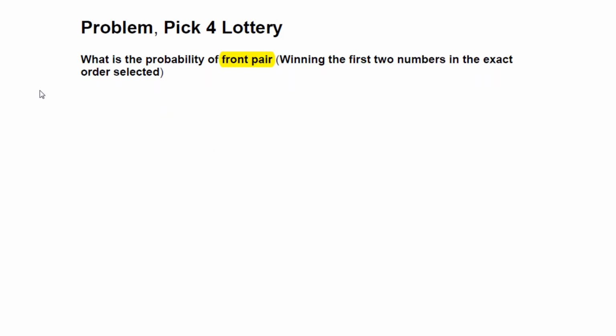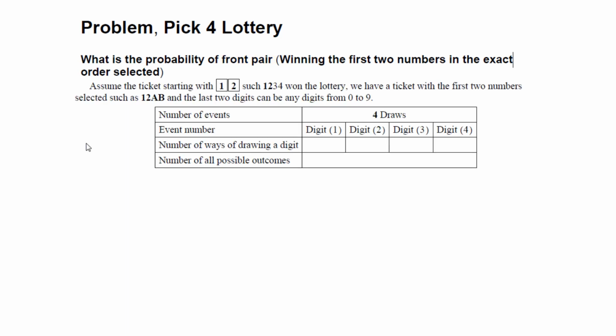Now, what is the probability of a front pair, which means winning the first 2 numbers in the exact order selected? Let's assume that the winning ticket starts with these 2 digits, 1 and 2. Any ticket with these 2 digits 1, 2 is going to be a winning ticket for the front pair case. We don't care what the last 2 digits are. They could be any number, 57, 09, 99, whatever. So in such case, we have the first 2 digits fixed and the last 2 digits different.